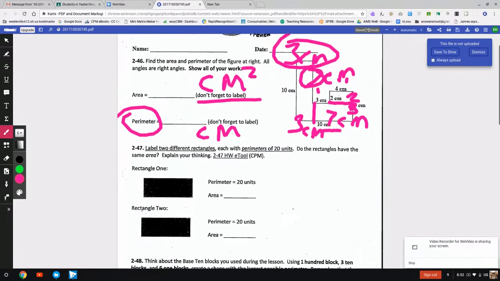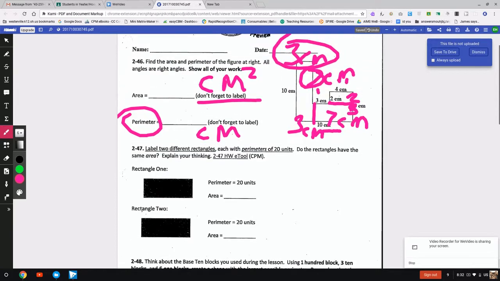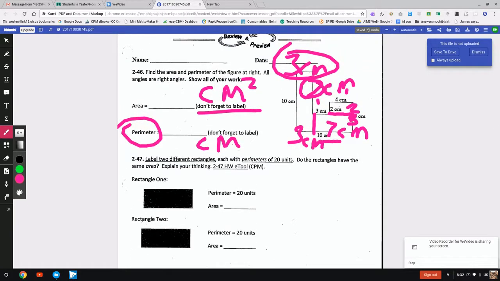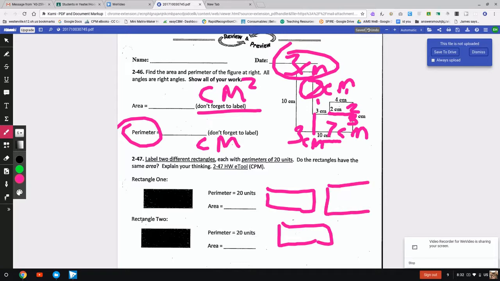The next question is a little bit complicated. It says label two different rectangles, each with a perimeter of 20 units. Do the rectangles have the same area? There are at least 5 different rectangles you could label or more. But again, remember that the perimeters have to be 20 units. So I'll give you one for example. If you had, the book said 5 by 5, which isn't a rectangle, it's a square. But again, you would have a perimeter of 20, and the area of this shape would be 25.